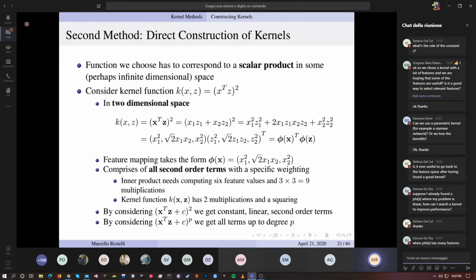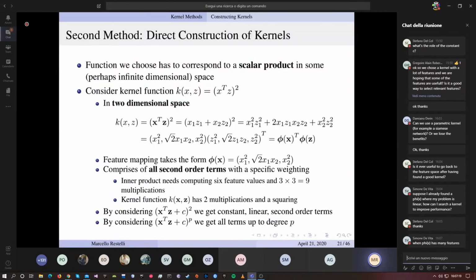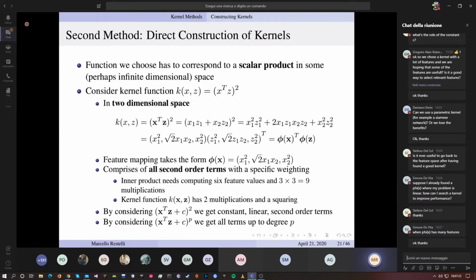Well, yes, if phi of x has many features, you have to try to see if writing the kernel function can save time, by seeing if you are able to write it compactly. You have to try to see if you can synthesize the scalar product, as in the example or in many other examples.